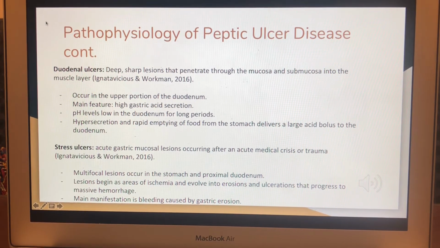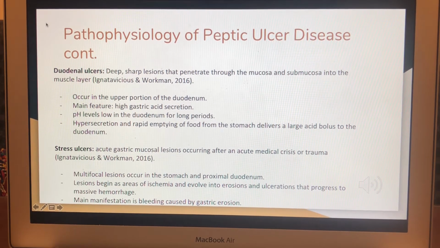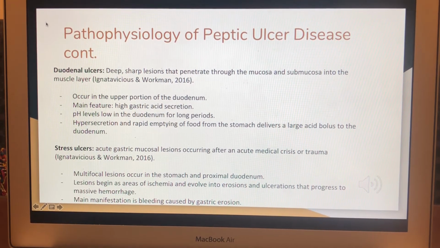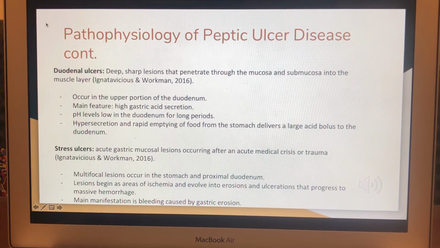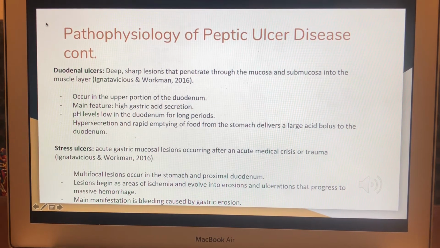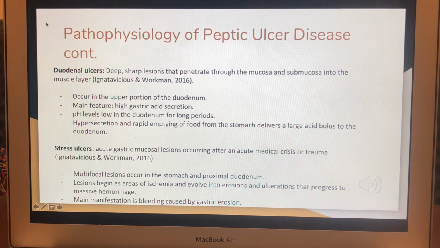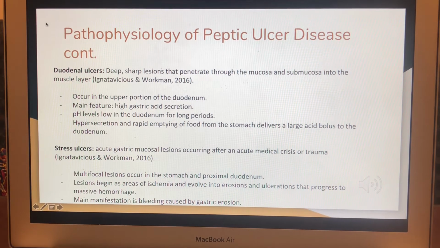The main feature of a duodenal ulcer is high gastric acid secretion. In patients with duodenal ulcers, pH levels are low in the duodenum for long periods. Protein-rich meals, calcium, and vagus nerve stimulate acid secretion. Combined with hypersecretion, a rapid emptying of food from the stomach reduces the buffering effect of food and delivers a large acid bolus to the duodenum.